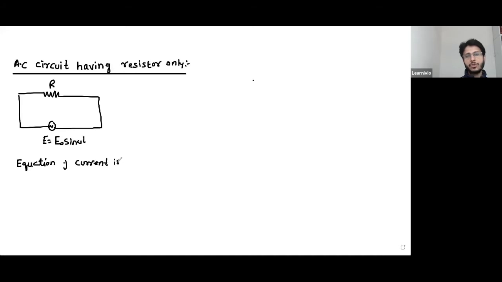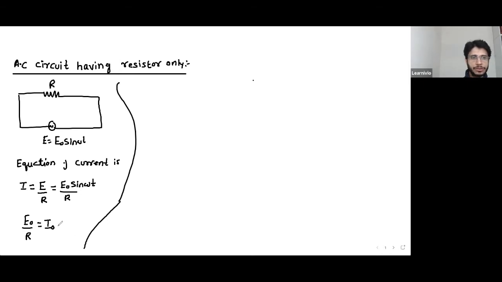See, for a resistor you can use Ohm's law. So the equation of current is I. Current is EMF divided by resistance. So your EMF is E naught sine omega t divided by resistance. See, EMF divided by resistance is current. If I divide the peak value of EMF by resistance, then the equation that you get is the peak value of current, I naught.